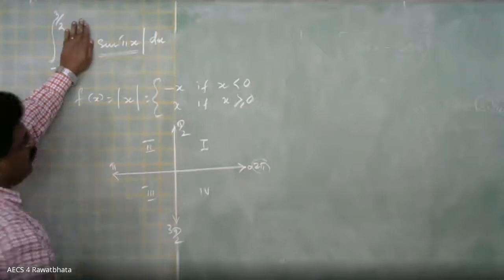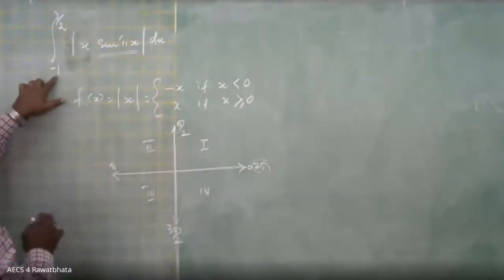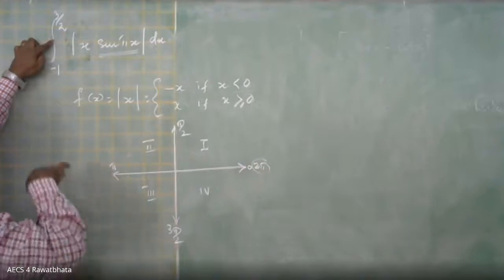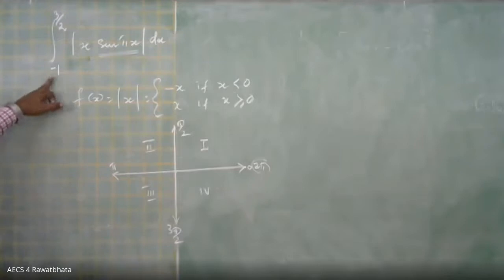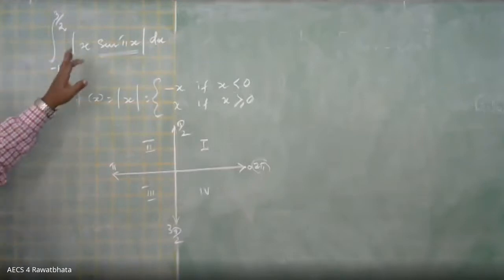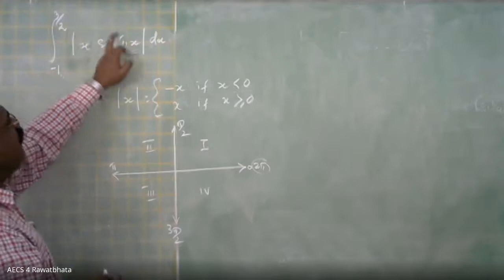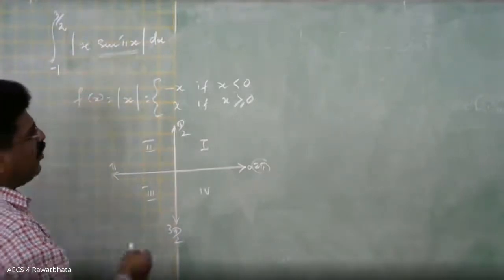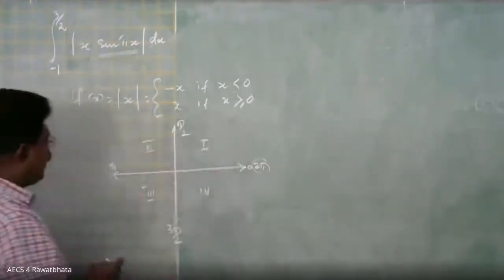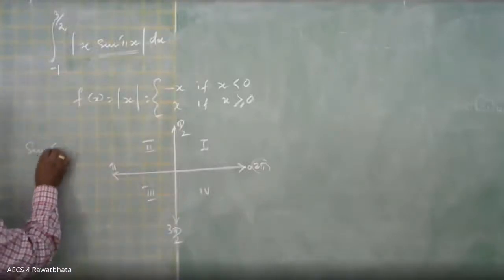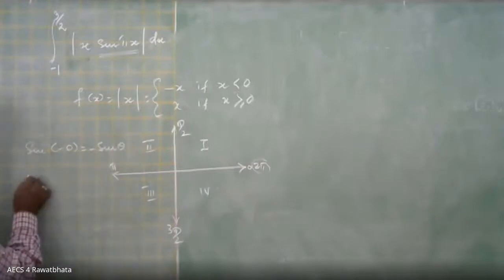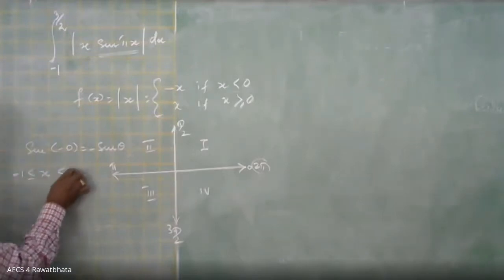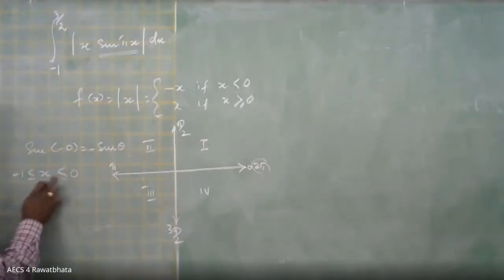So when x is from minus 1 to 0, we can separate it, we take the negative values, minus 1 to 0. Here sine of minus theta is minus sine theta. All of you know. Many things we have to recall here. So when minus 1 is less than or equal to x less than or equal to 0.